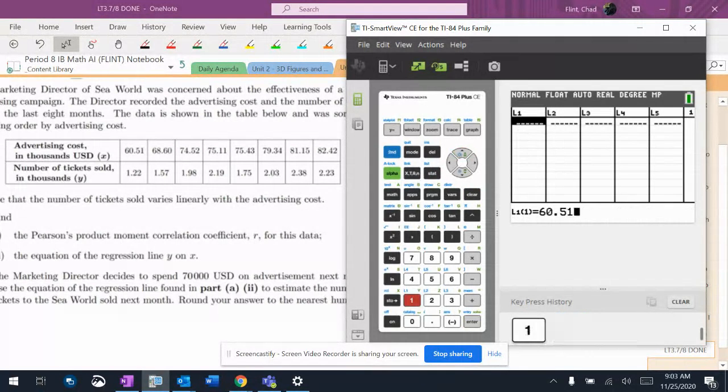All right, so 60.51, lots of decimals. So I'm going to go a little slower than usual here. 74.52. 1. 75.3. 79.34. Okay, so that's all entered in there.